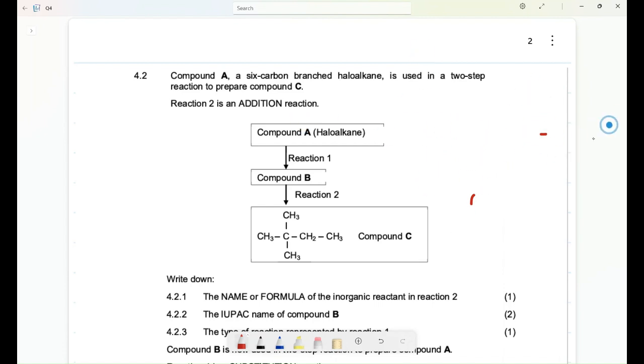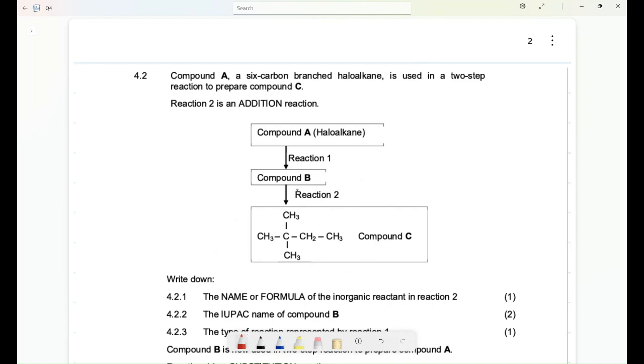It is used in a two-step reaction to prepare compound C. What is compound C? We now have the structure of compound C. Reaction 2 is addition. Now, let's see what A is. A was a haloalkane, right? And it reacted to form compound B, and compound B, which is the addition reaction, formed this part.